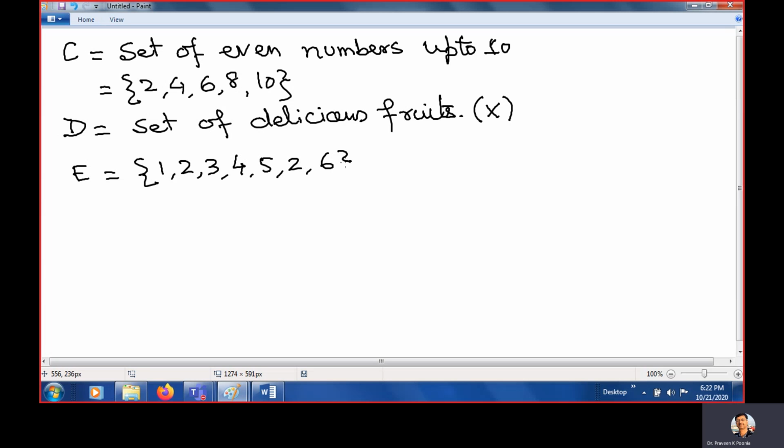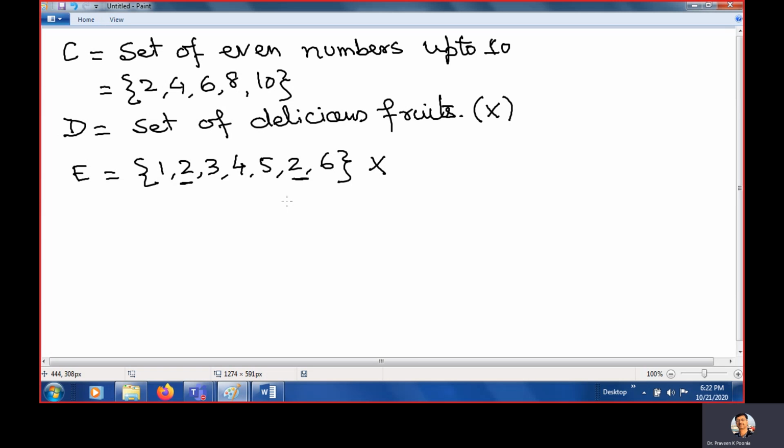If I write E equals 1, 2, 3, 4, 5, 2, 6, is this a set? No, this is not a set. Why? Because 2 and 2 are both the same here. This cannot be written as a set because I told you in the start that a set is a well-defined collection of different objects. We cannot have the same objects inside.